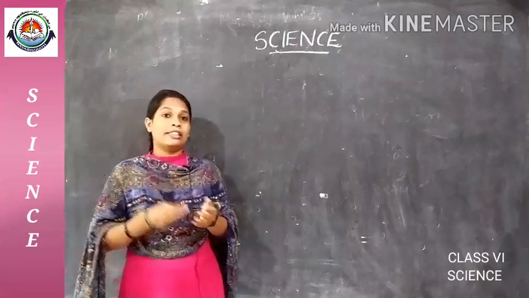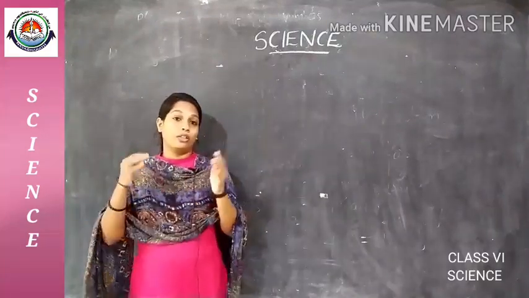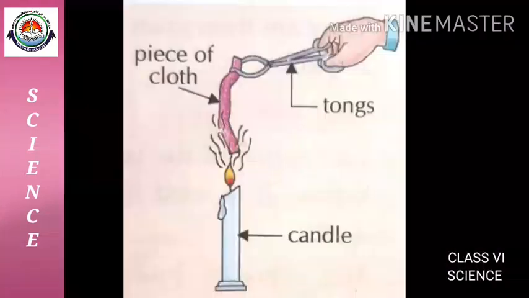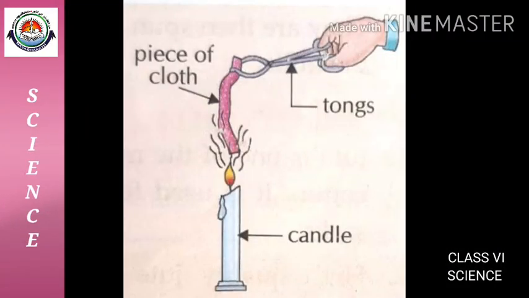Then there is another activity for you in your textbook. Just look into that. This is the picture of the activity, which is to observe the effect of burning on different cloth materials. You need not perform this activity at home. I'm just showing it and explaining it for you. The things needed are a candle, a pair of tongs, and some cloth pieces. And how to carry out this activity?